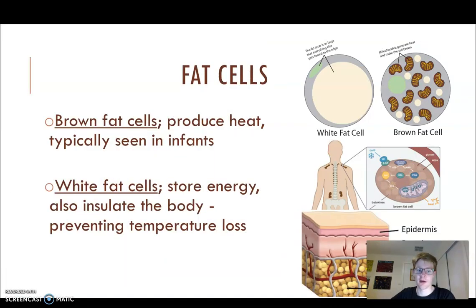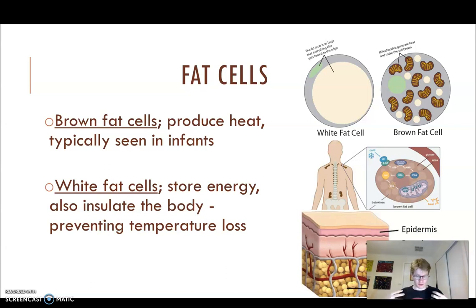Anyway, next we have fat cells. There are two types. Brown fat cells are full of mitochondria, and they're typically seen in infants. They produce lots of heat. That's because infants don't have a lot of mass on them to insulate themselves.